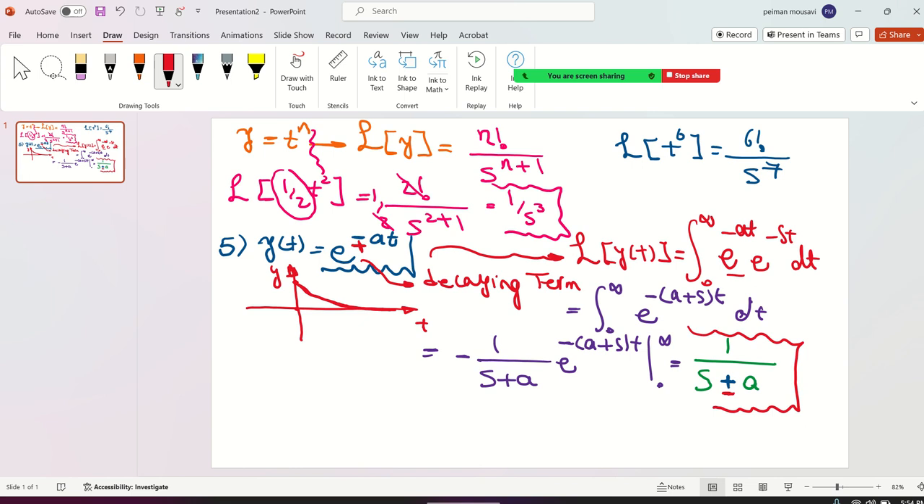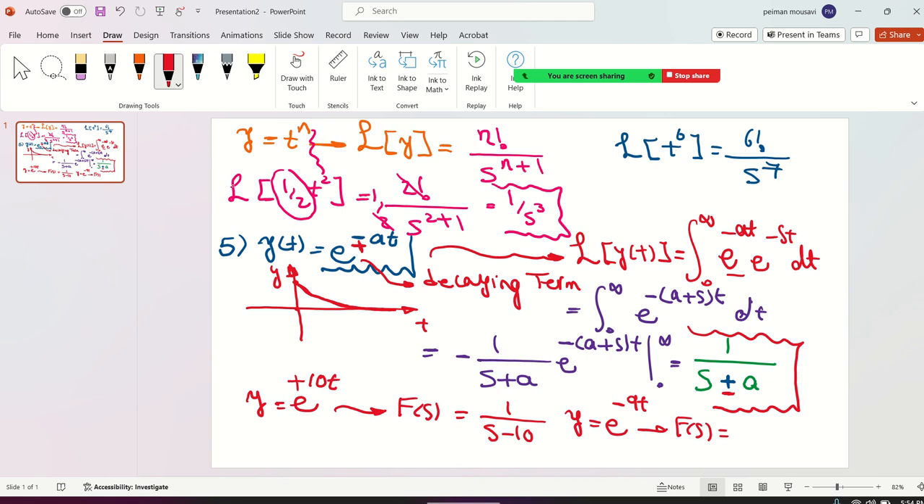You got it? For example, if y is e^(10t), its Laplace is going to be 1 over s minus 10. Here's plus, here's minus. Or if you have y is e^(-9t), so you have F(s) is 1 over s plus 9, because here's minus, here's plus. You got it, everyone?